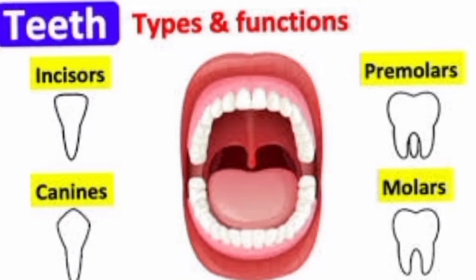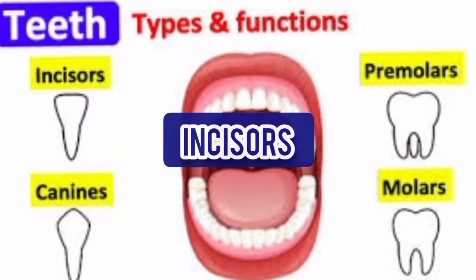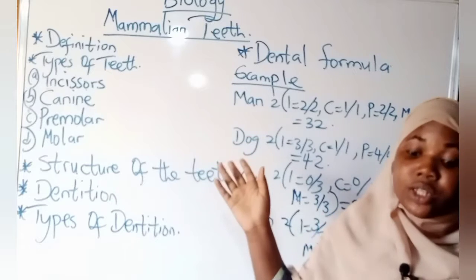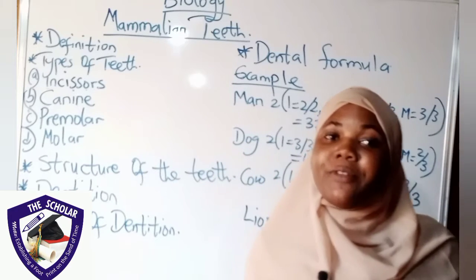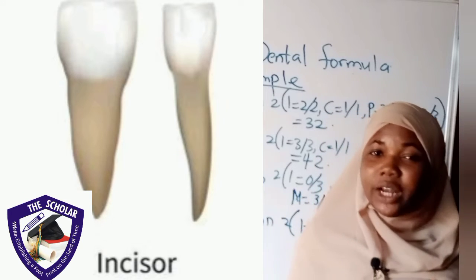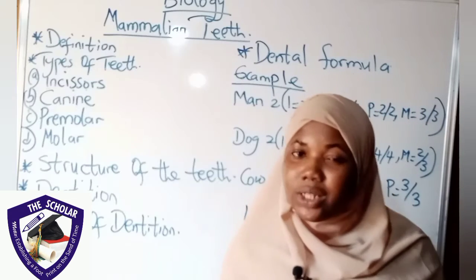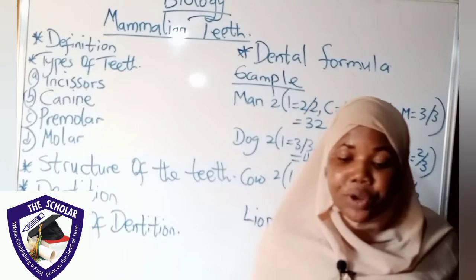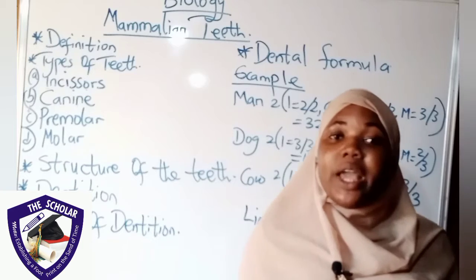Now for the types of teeth, we have the incisor, the canine, the premolar and the molar. The first one, the incisor, is a flat, chisel-shaped type of teeth with a sharp edge, which is used for biting, cutting, and also for chewing. They are also used in holding the prey to prevent it from escaping.